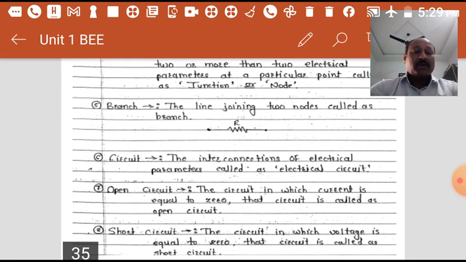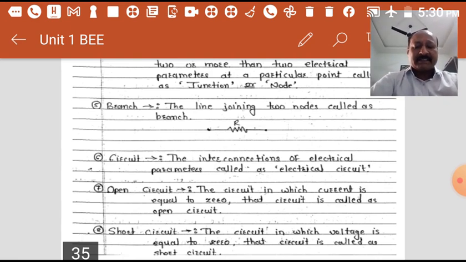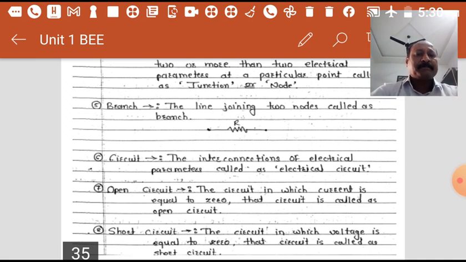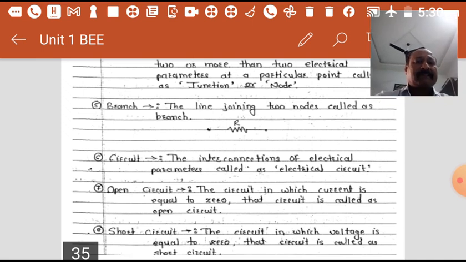And one more circuit is there, that is the earth leakage circuit. Under that condition, what happens? If the live wire touches the body of the fan, then that circuit is called an earth leakage circuit. So in this way, four circuits are there. The first one is the closed circuit, that is the normal circuit. The second one is the open circuit. The third one is the short circuit, and the last one is the leakage circuit.